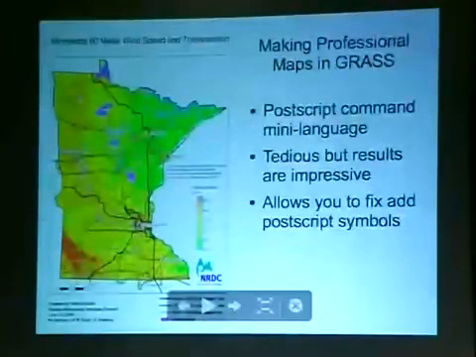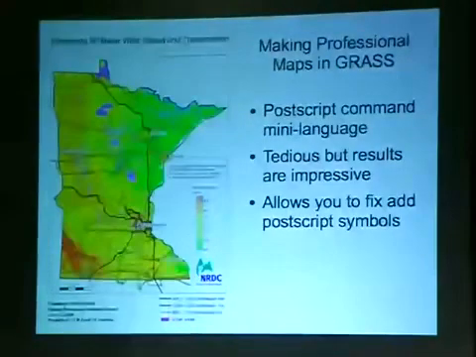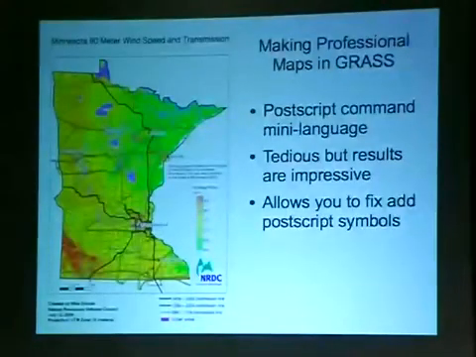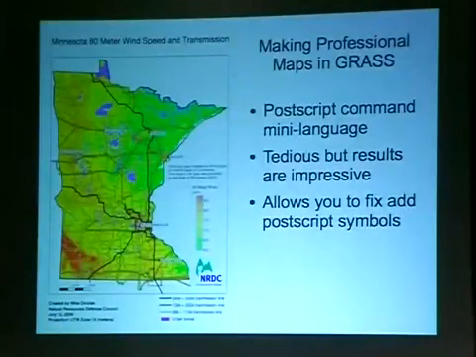You can make professional-looking maps in GRASS. This is one I recently made. It's Minnesota 80-meter wind speed and transmission lines. It's to try and figure out where we should build transmission lines in order to develop wind power. It's actually a PostScript mini language that you write these maps in. It's tedious, but you can make professional-looking maps, and since it's PostScript, you can bring it to any printer and have huge maps made.